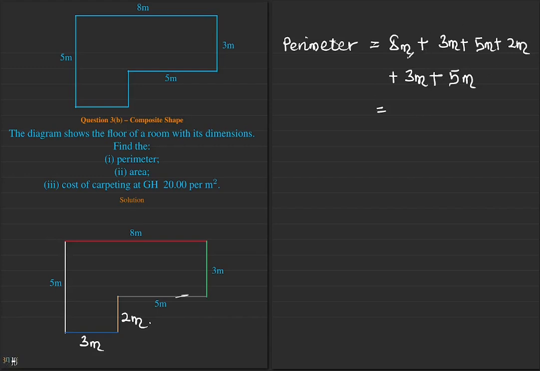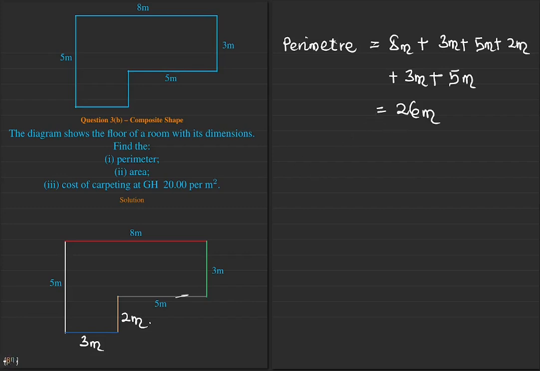See, and adding all this, we have 8 plus 3, it gives us an 11. 11 plus 5, we have a 16. 16 plus 2 gives us an 18. Then 18 plus 3 also gives us a 21. Then a 21 plus 5 will then give us a 26. So the perimeter of the figure is simply a 26 meters. And that will be all for the first section. So the perimeter is 26 meters, as simple as that.